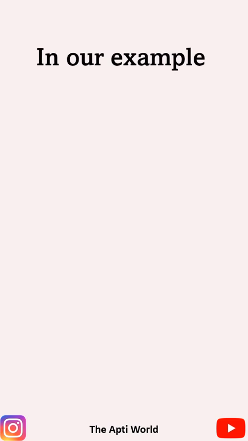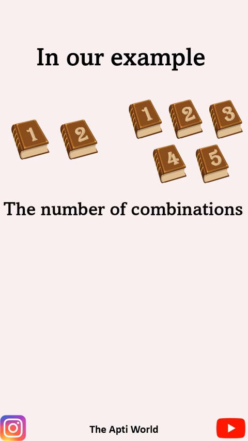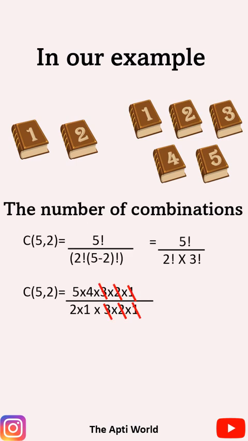In our example, since we are selecting 2 books from a set of 5 books, the number of combinations is calculated as C(5, 2) = 5! / (2! (5 - 2)!), which is equal to (5 × 4) / (2 × 1), which is equal to 10. Therefore, there are 10 different combinations when selecting 2 books from the set of 5 books.